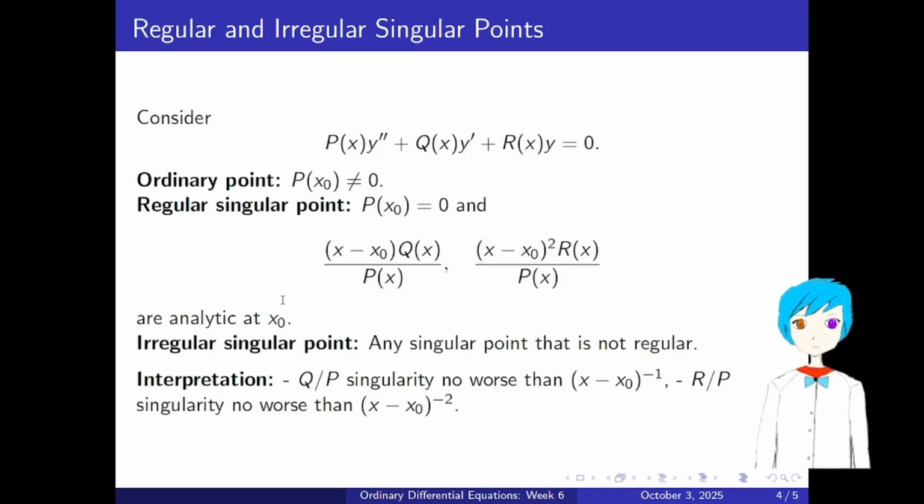If it is a regular singular point, then we can also use the power series method. We assume that y takes the form of a series expansion, plug that in to get the recurrence formula. If either of those two functions is not analytic at x0, then we call the singular point irregular. So the interpretation for the regular singular point is that Q over P has a singularity lower than (x minus x0) to the power minus 1, and R over P has a singularity lower than (x minus x0) to the power minus 2.